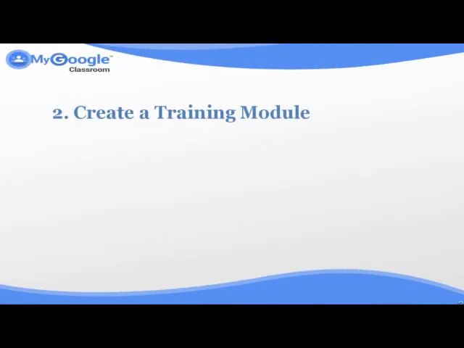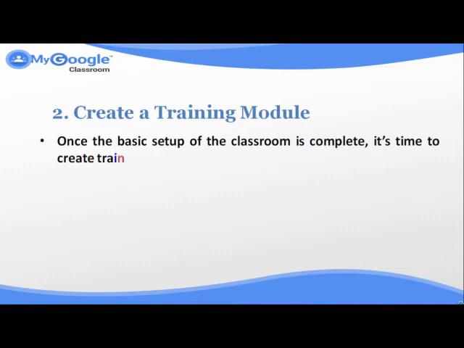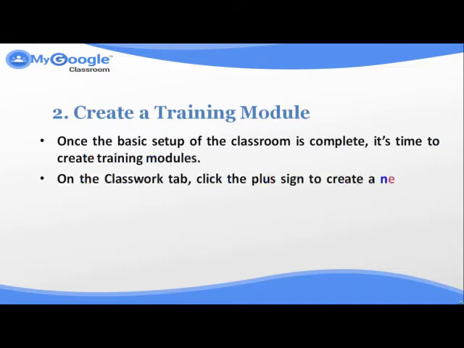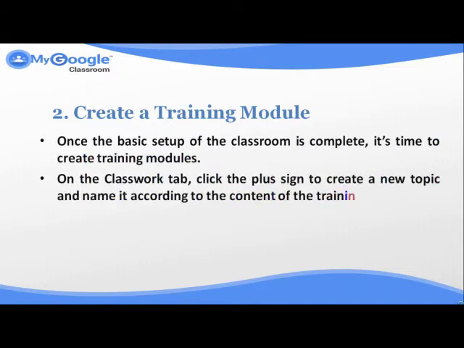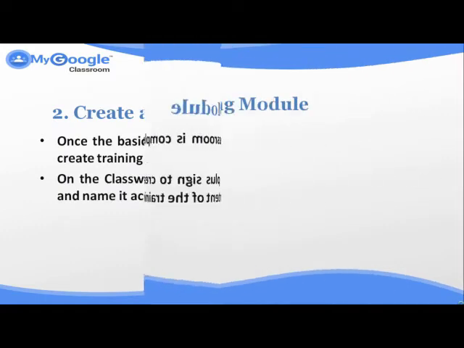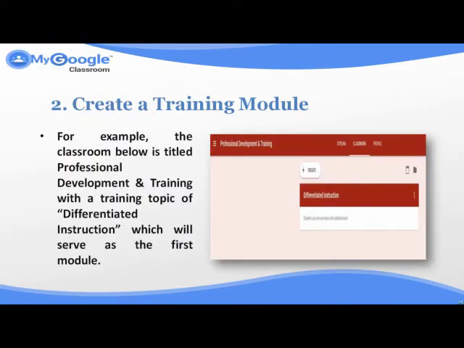Number 2. Create a training module. Once the basic setup of the classroom is complete, it's time to create training modules. In the Classroom tab, click the plus sign to create a new topic and name it according to the content of the training. For example, the classroom below is titled Professional Development and Training with a training topic of Differentiated Instruction, which will serve as the first module.